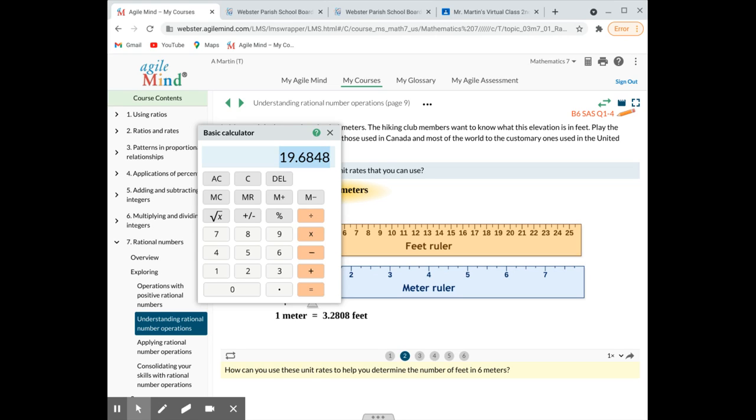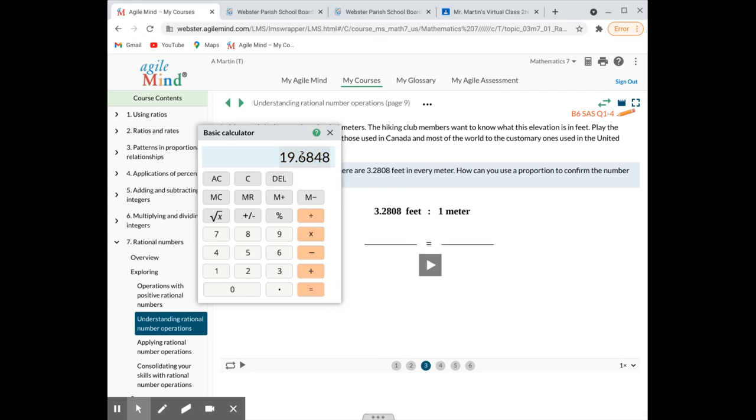If you can help him out, help him out. You would do 0.3048 times 6, and you get 19.6848. Perfect. 3.2808 times 6 equals 19.6848 feet. All right, so let's take a look at our next pages.